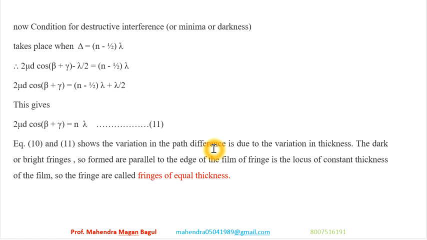From equations 10 and 11, that is the condition for maxima and the condition for minima, it shows that the variation in the path difference is due to the variation in thickness. The dark or bright fringes so formed are parallel to the edge of the film, and the fringes are the locus of constant thickness of the film. So the fringes are called fringes of equal thickness.